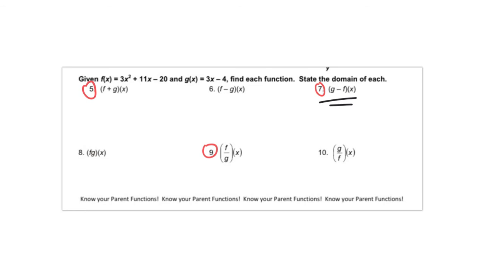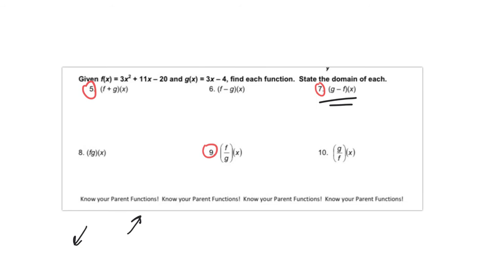This would be multiplication. Due to the 3x squared times 3x, when you multiply these things together, that's going to become 9x cubed. So that is a cubic function, and the leading coefficient would be positive, which means the end behavior is going to be like that. There's no restrictions on the domain, so therefore we would be having all real numbers.